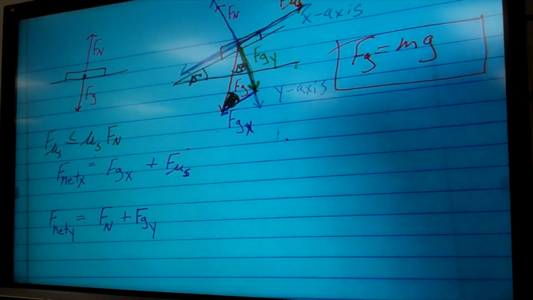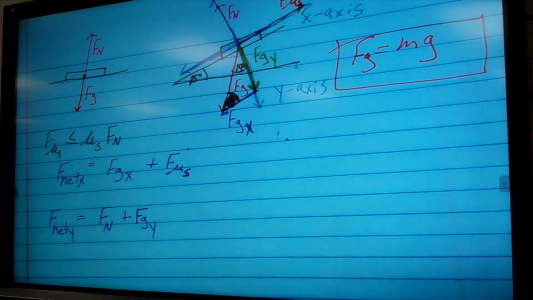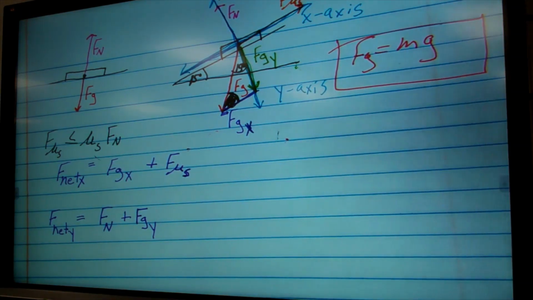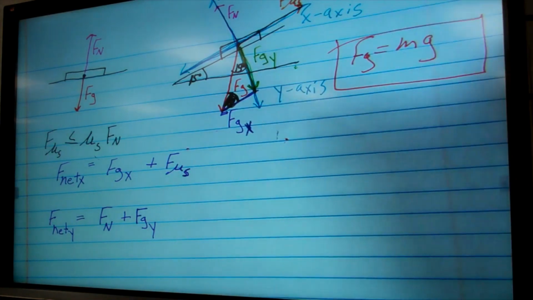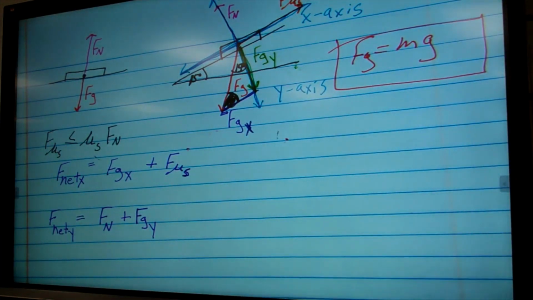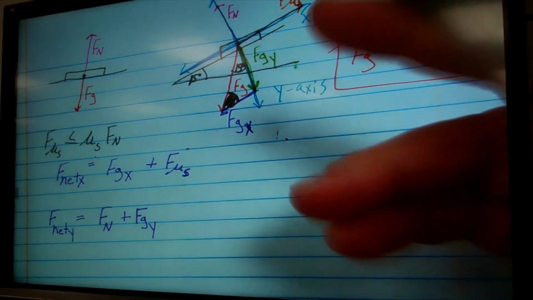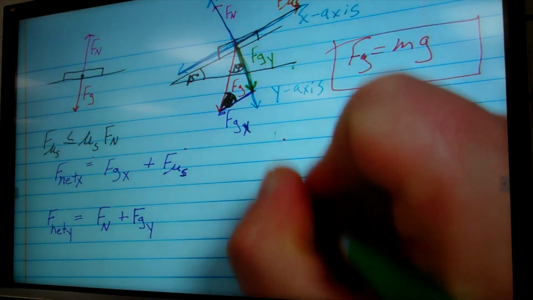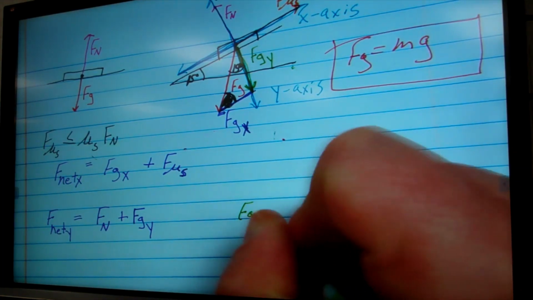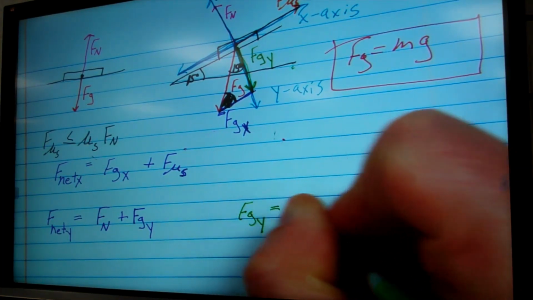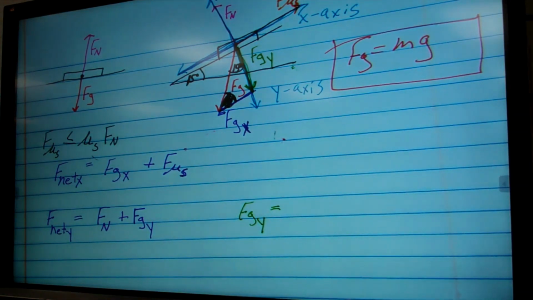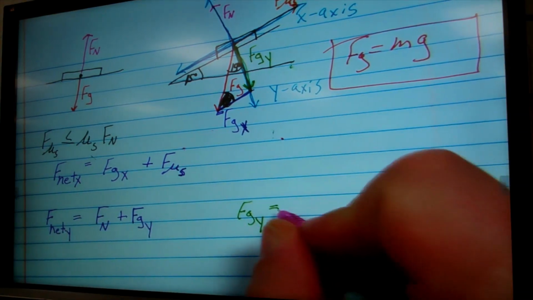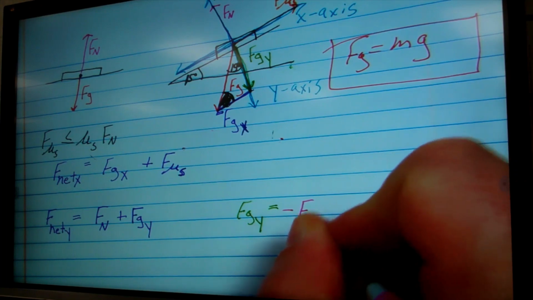Okay, so when you're looking at this, this is why this works out so well for us and why we did this. Now, make a comparison. Is it falling through the ramp? No. Clearly it's not falling through the ramp. Therefore, we know that the force of gravity in the y direction is equal to, but opposite, the normal force.